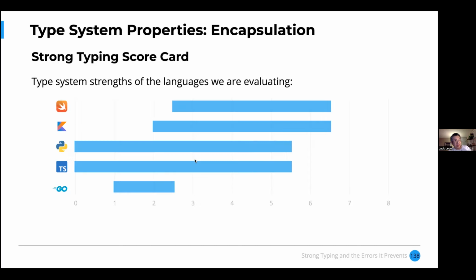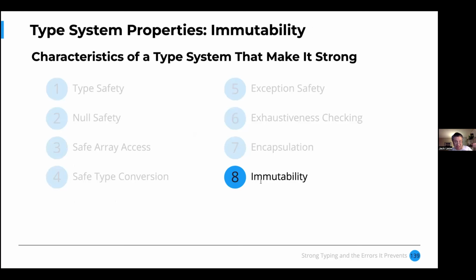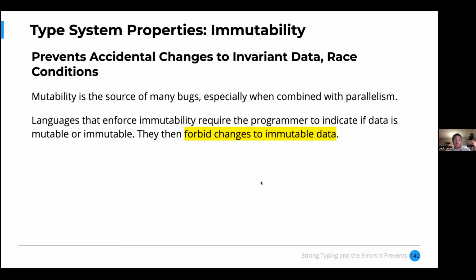So let's talk about, finally, I'm going to breeze through this a little bit. Immutability is the last thing. And I feel mutability is a source of many bugs, especially in parallel environments. And so with languages that enforce immutability, as the programmer, you have to indicate if data is mutable or immutable, and then the compiler checks that you do not mutate immutable data.